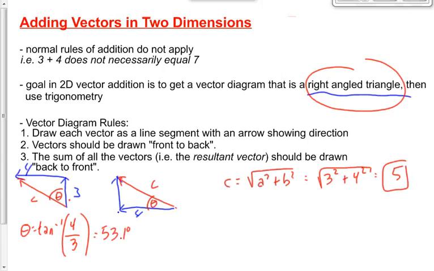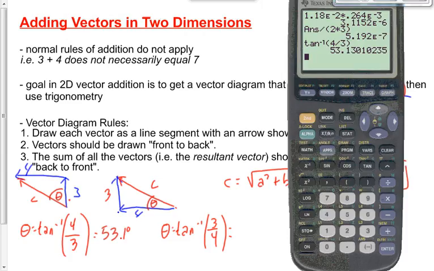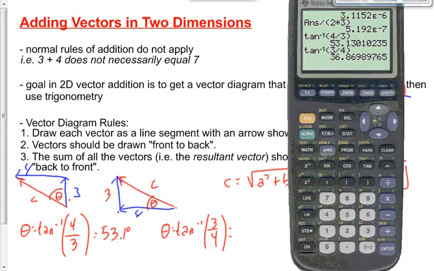Now, if you do it the other way, with the other angle, we'd say theta is equal to the inverse tan of opposite over adjacent, which is 3 over 4. Let's try that one. The inverse tan, second function tan of 3 divided by 4 gives me 36.9.